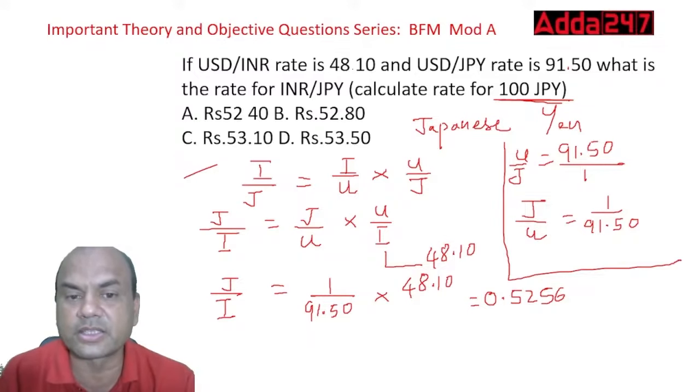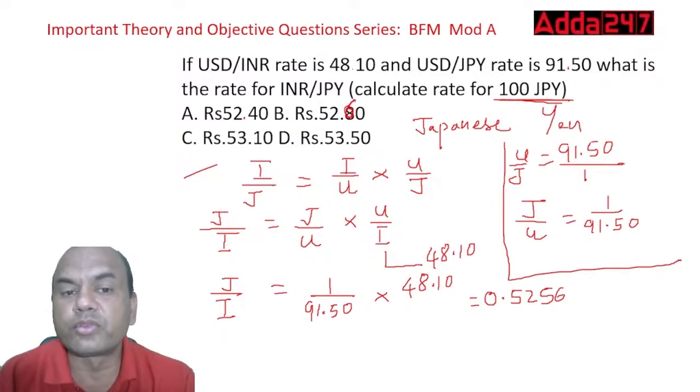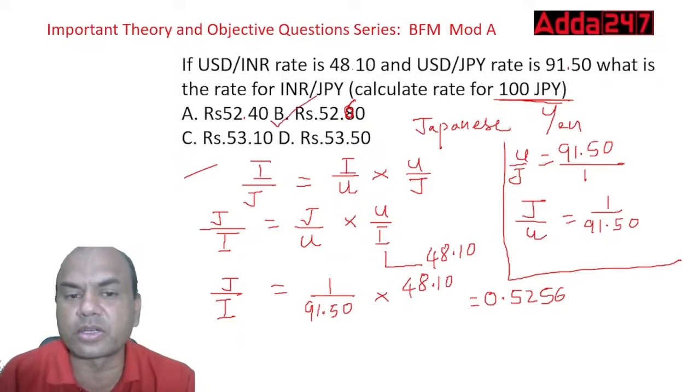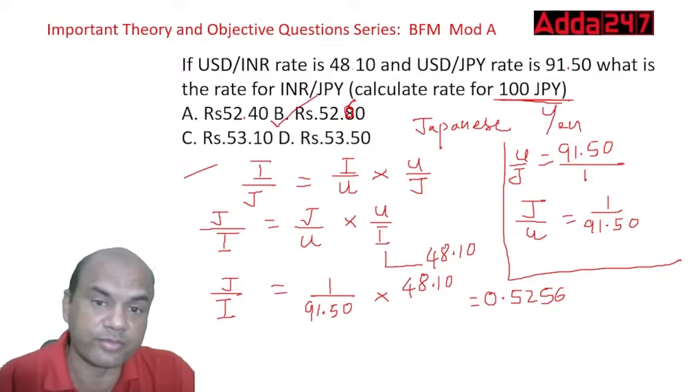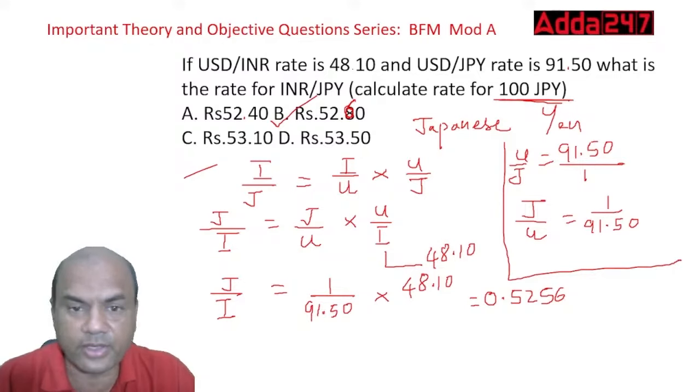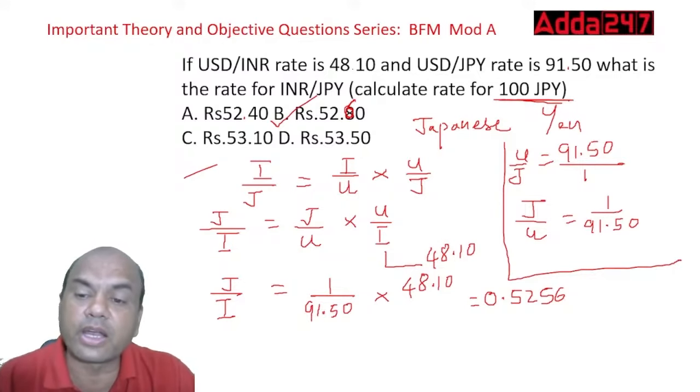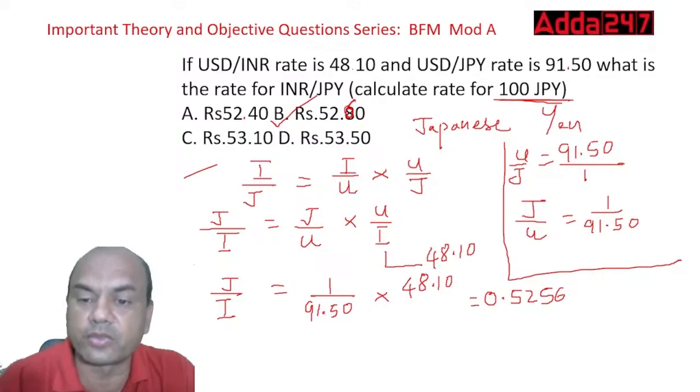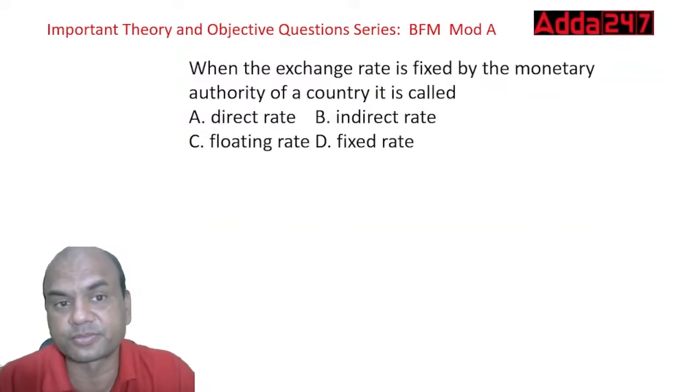Where's the answer? Check this. They'll give you 52.56 or something around 52.60. This will be around 52.60 roughly. In the exam, they'll give you the exact answer over here. So it'll be 52.60 or 52.56, whatever this rate is. Okay, got it? Always do it for hundreds. JPY is always calculated in terms of hundreds.